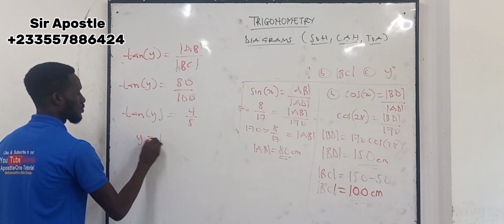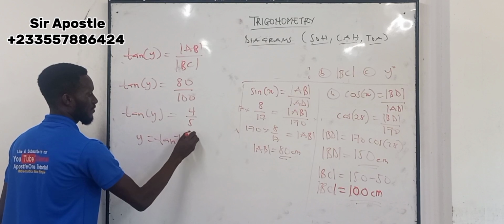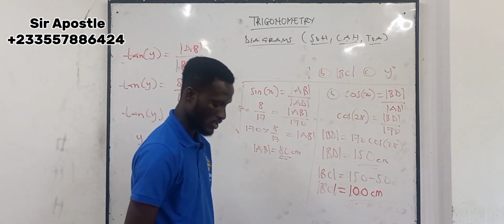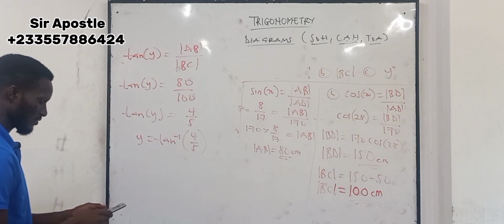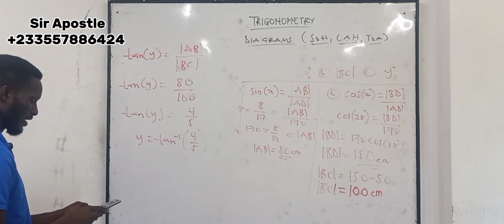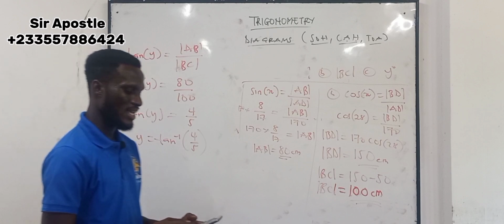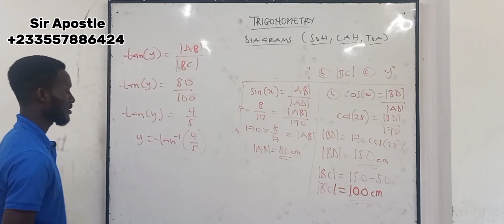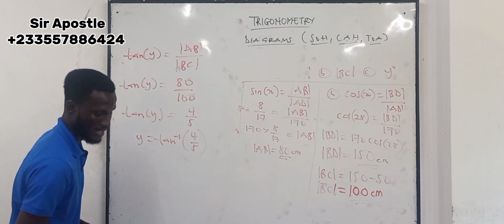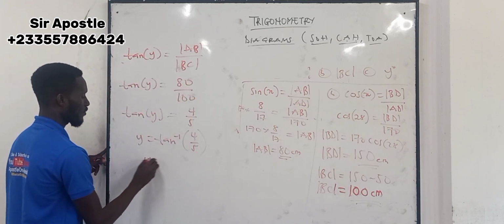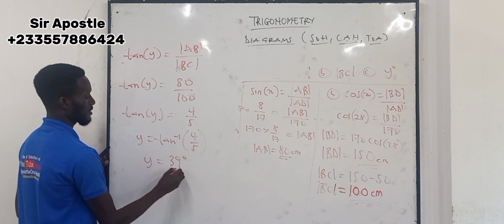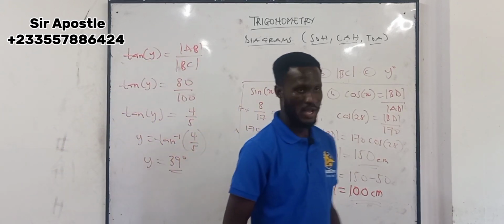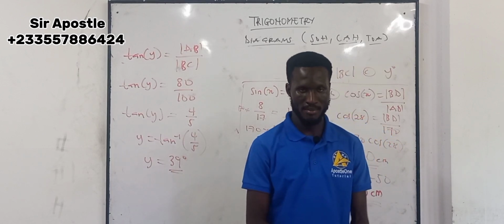So Y will be equal to tan inverse of 4 out of 5. So tan inverse of 4 divided by 5, and we are getting 38.67. To the nearest whole number, 39 degrees. So we have Y is equal to 39 degrees. That is when I want to convert it to the nearest whole number.